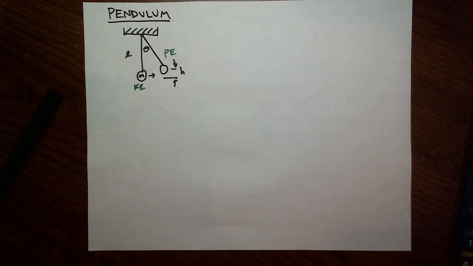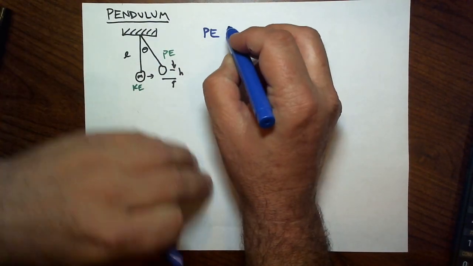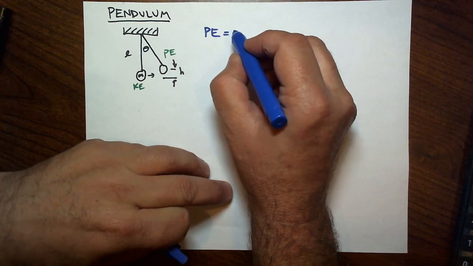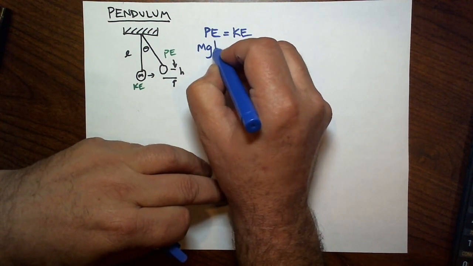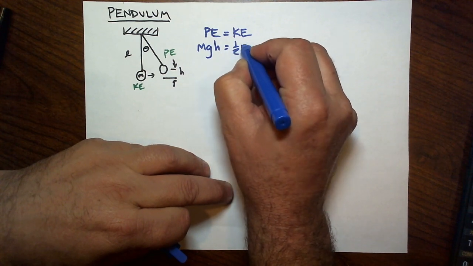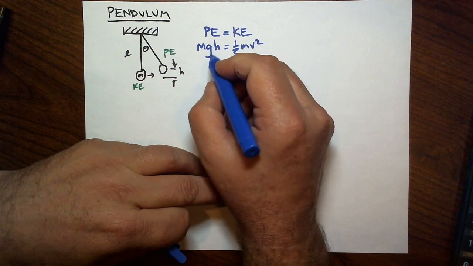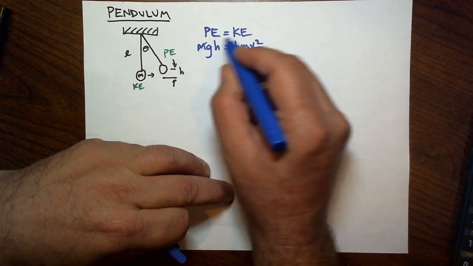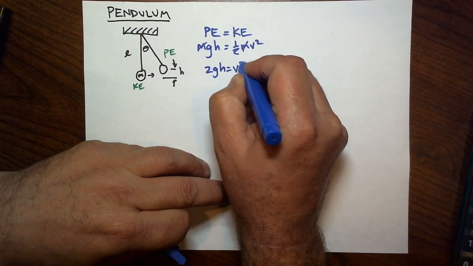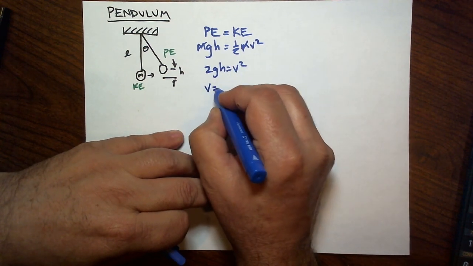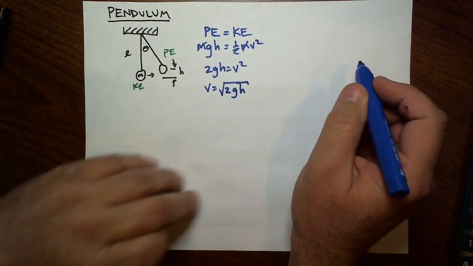In the world of conservation of energy, we would simply say that the potential energy, when it's pulled to the side, is going to equal the kinetic energy at the bottom. So m times g times h would equal 1/2 m v squared. Well, we did this in the last video. The m's cancel. And you can multiply both sides by 2 to get 2gh equals v squared. So it looks like v is going to be the square root of 2gh, just like it was for the roller coaster. That's kind of interesting.